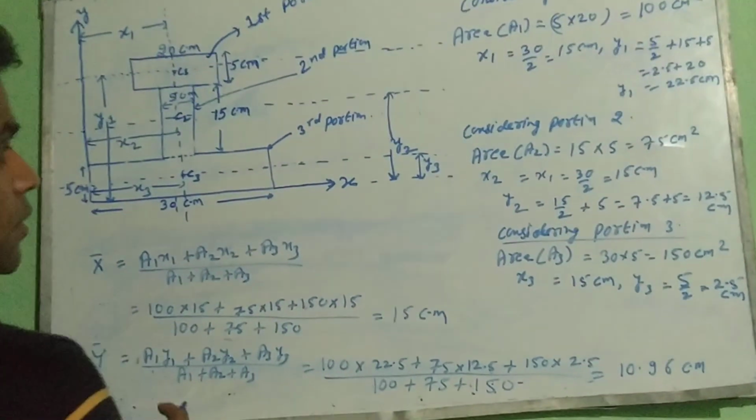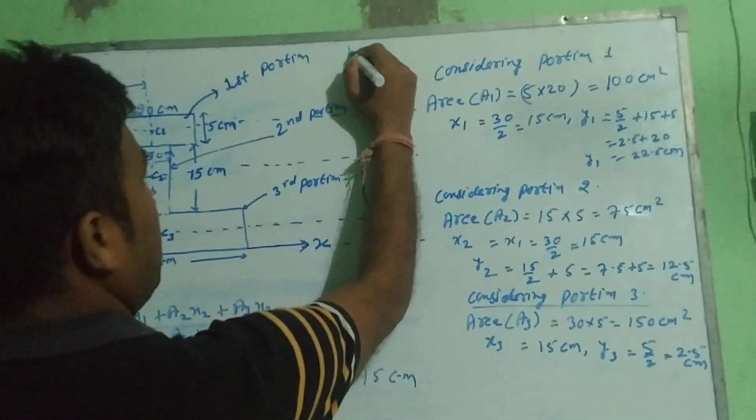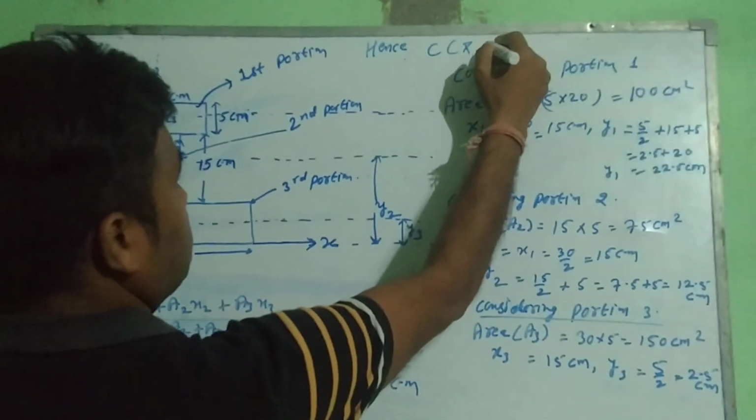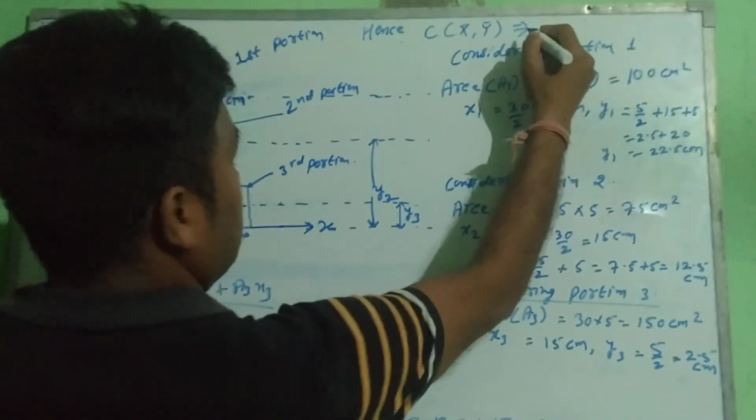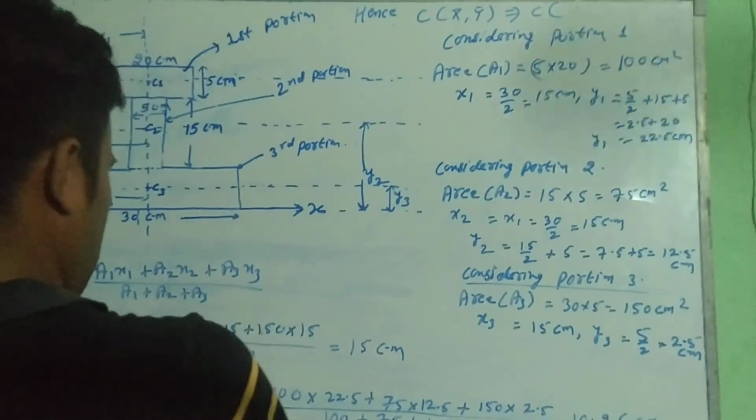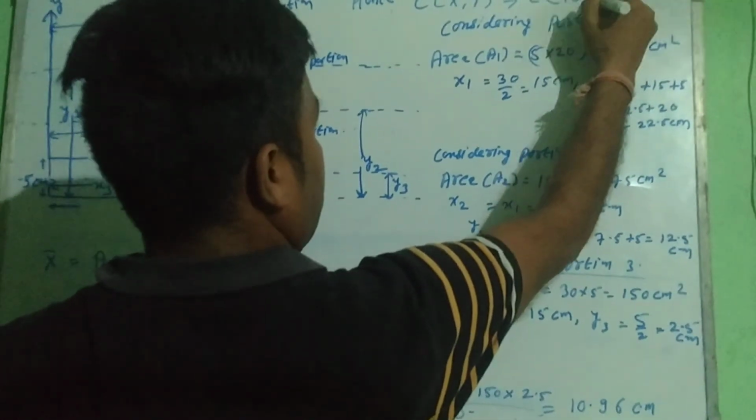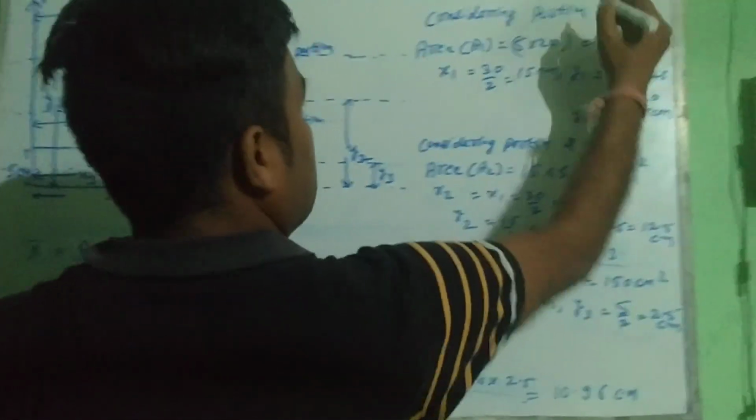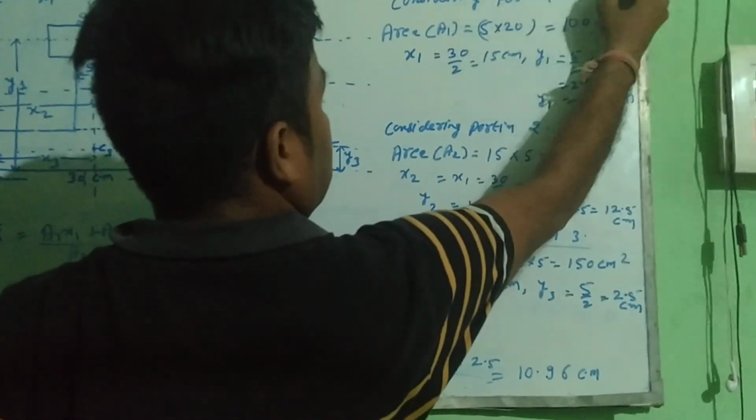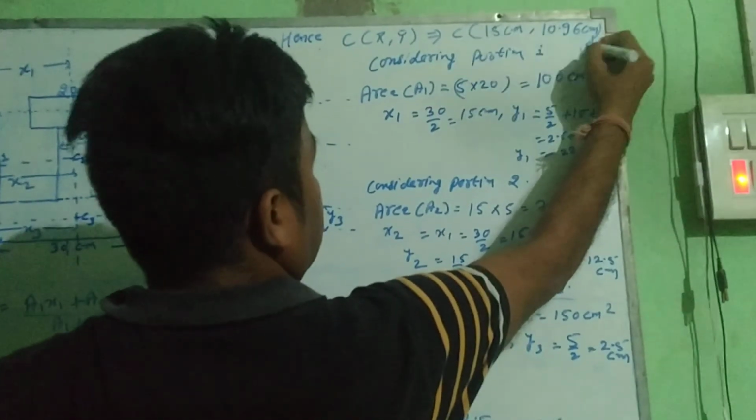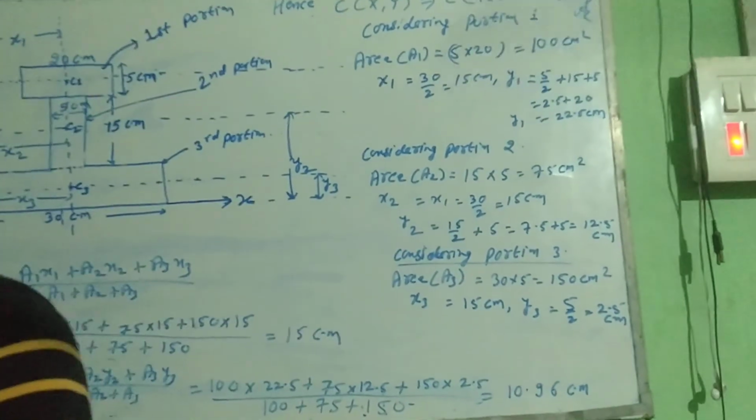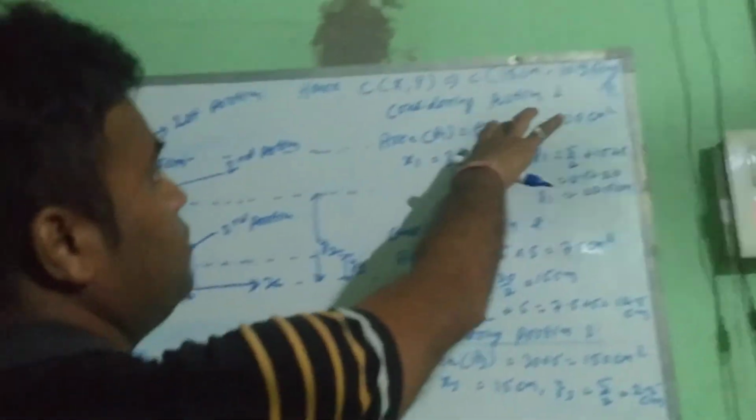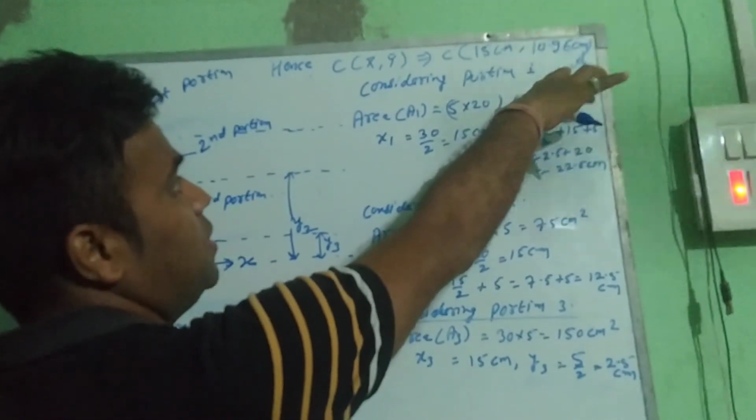Hence you can write that the centroid x bar, y bar is equal to 15 centimeter comma 10.96 centimeter. This is the final answer. So I have found the centroid of the unequal I section, that is 15 centimeter comma 10.96 centimeters.